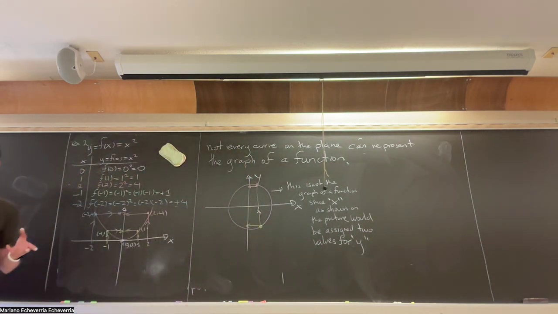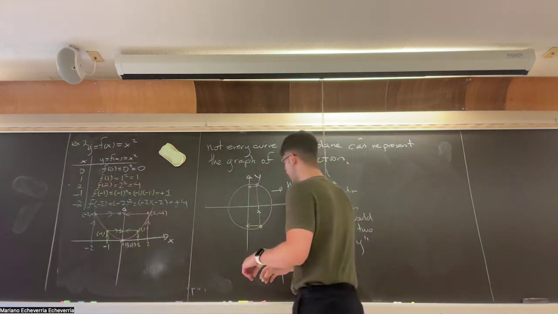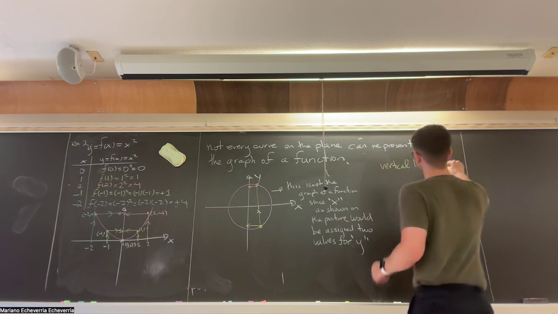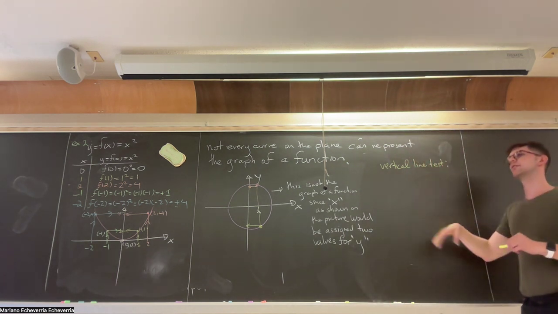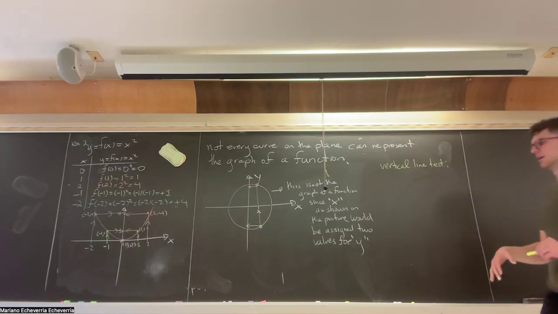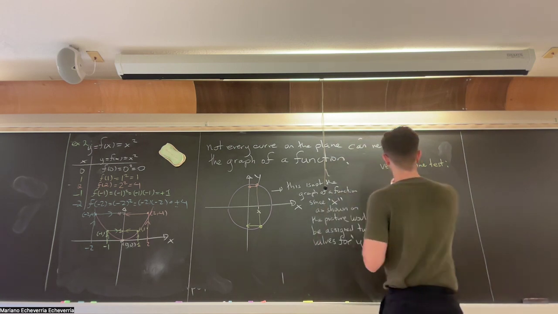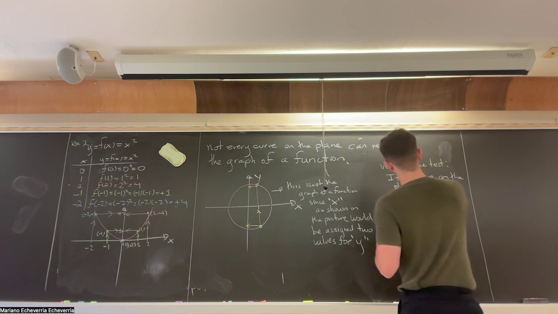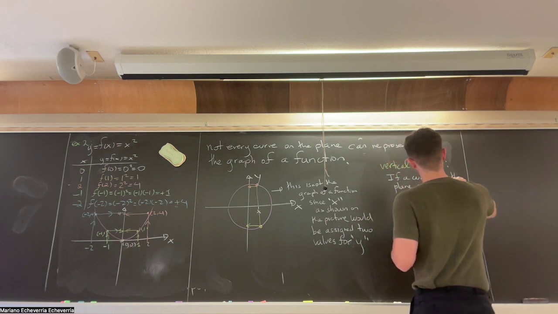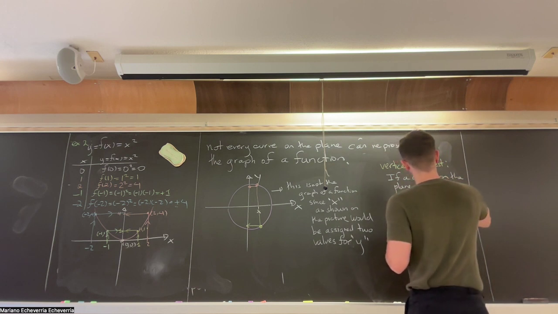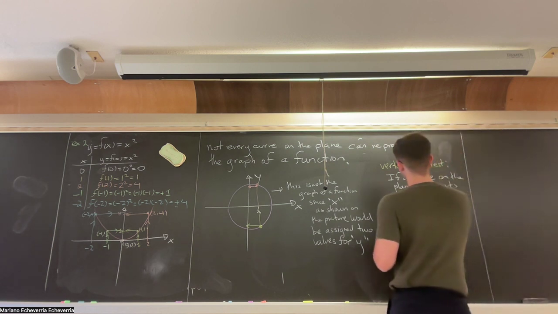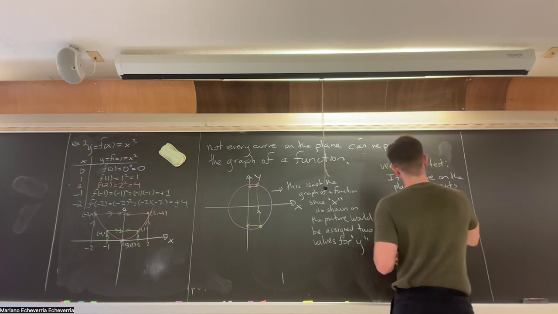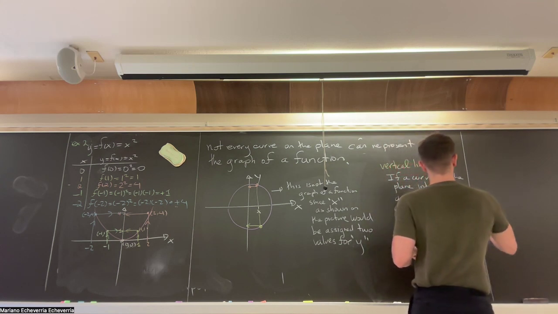Clear. So that's called the vertical line test. That is what you usually refer to as the vertical line test, which says that if a curve on the plane intersects a vertical line at 2 points or more, then it cannot represent the graph of a function.